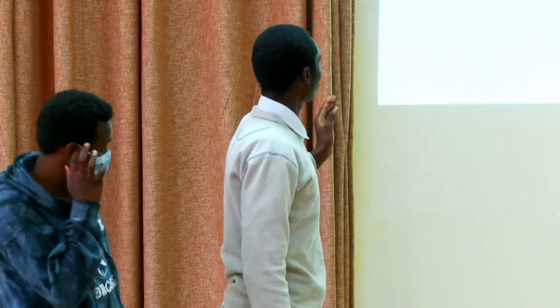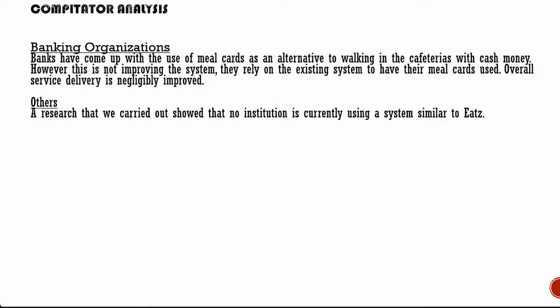So what is the competitor analysis? We have done some research. We have found out that other than the method that we are using here, universities are using meal cards that allow students to have money inside the card that they can use for quite a while. Unfortunately, this method is not improving the current system, because it is using the current system to have the meal cards used. In further research, in July of 2020 and February of 2020, there was no system running in our universities that runs like ITS. We talked with students, we did this research, and no university was using a similar system.